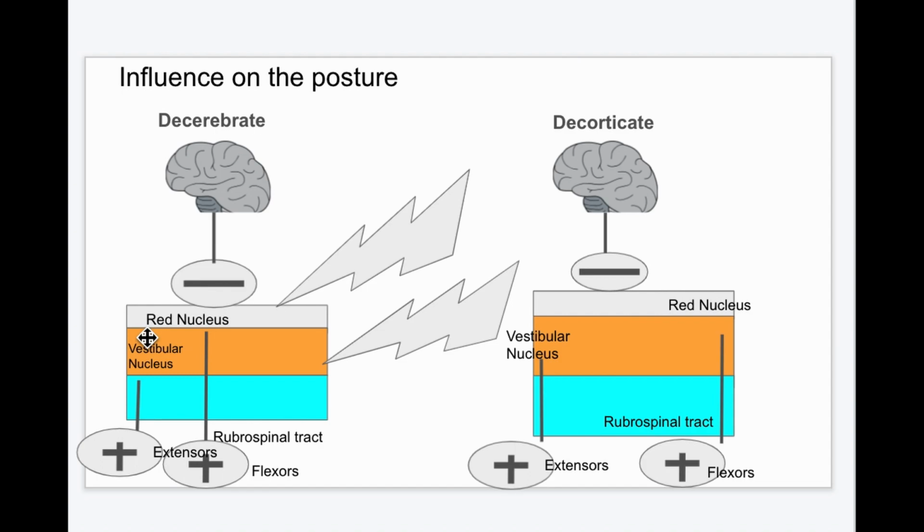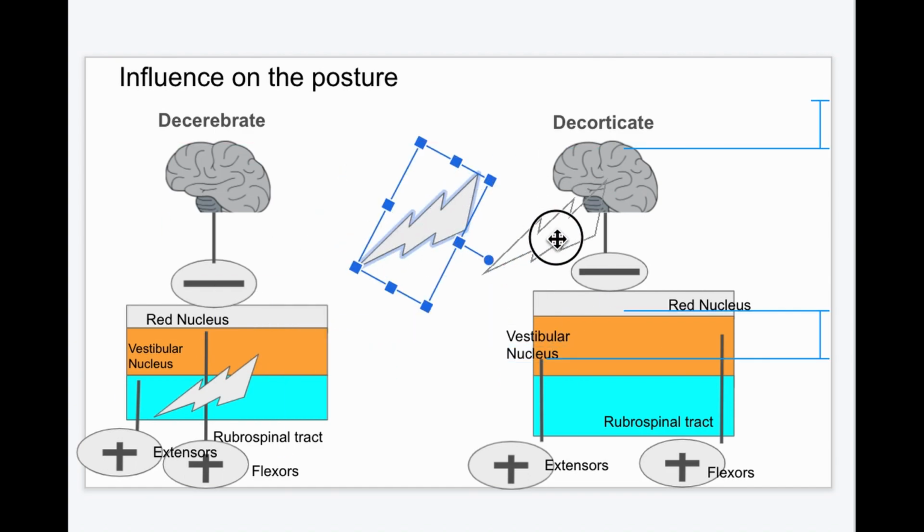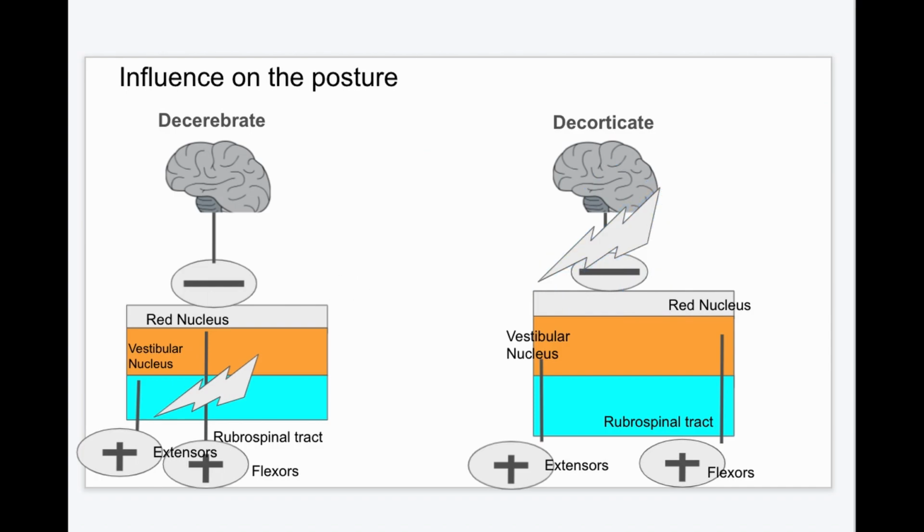So decerebrate will essentially be exactly when we're not able to flex. We're going to be extending. So we're going to be getting a lesion over here, whereas the decorticate is going to be when we're getting a lesion in the red nucleus. So a lesion in the red nucleus would be something like a lesion between the cortex and the red nucleus. So this lesion is going to be somewhere over here.